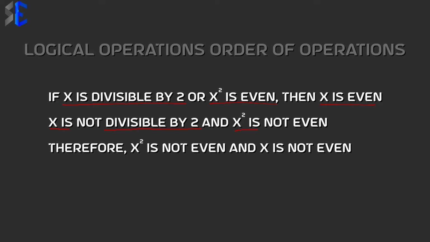And x squared is not even. Therefore, x squared is not even, and x is not even. So those are all kind of your individual statements. And then let's go ahead and underline the logical operators. So remember that's going to be or, and, or not. So you have or, if then, there's a separate symbol for that, but I'm not going to show you that.